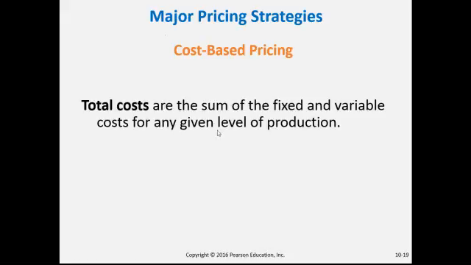Total costs are the sum of the fixed and variable costs for any given level of production. So management wants to charge a price that will at least cover the total production costs at a given level of production. The company must watch its costs carefully. If it costs the company more than its competitor to produce and sell a similar product, the company will need to charge a higher price or make less profit, putting it at a competitive disadvantage.